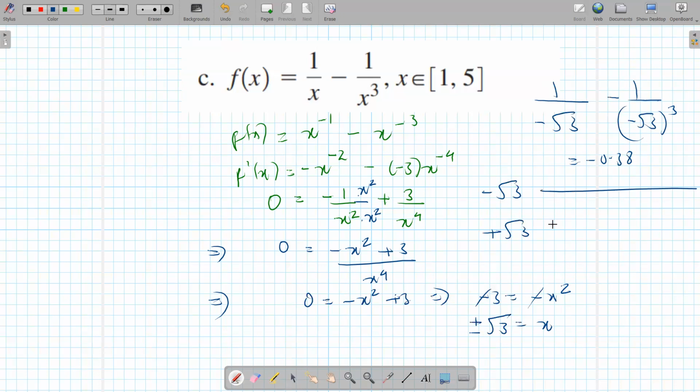Now we're going to do the same thing for the plus root 3. 1 divided by plus root 3 minus 1 divided by root 3 cubed. That gives me positive 0.38. So negative root 3 gave me negative 0.38, plus root 3 gives me 0.38. So which one's the max, which one's the min?